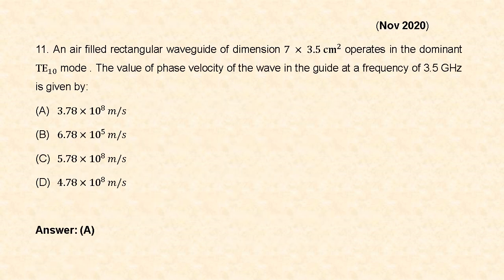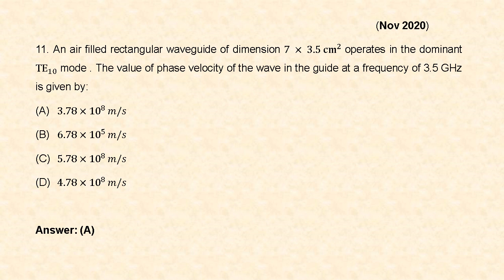Next question. This question was asked in November 2020. An air-filled rectangular waveguide of dimension 7 into 3.5 cm square operates in the dominant TE10 mode. The value of phase velocity of the wave in the guide at a frequency of 3.5 GHz is given by A 3.78 into 10 to the power 8 meter per second, B 6.78 into 10 to the power 5 meter per second, C 5.78 into 10 to the power 8 meter per second, D 4.78 into 10 to the power 8 meter per second. Here answer A is correct.